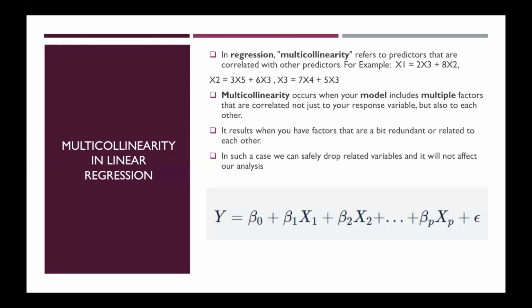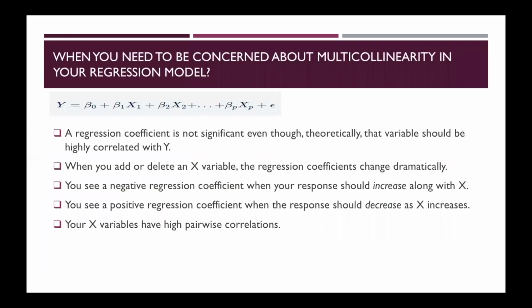Multicollinearity occurs when your model includes multiple factors that are correlated not just to your response variable, but also to each other. That is what we discussed right now. It results when you have factors that are a bit redundant or related to each other. In such a case, we can safely drop related variables and it will not affect our analysis.